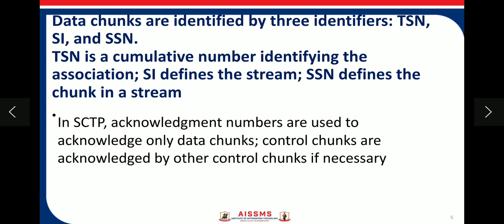Stream identifier. In SCTP, there may be several streams in each association. Each stream in SCTP needs to be identified using a stream identifier. Each data chunk must carry the SI in its header so that when it arrives at the destination, it can be properly placed in its stream. The SI is a 16-bit number starting from 0.